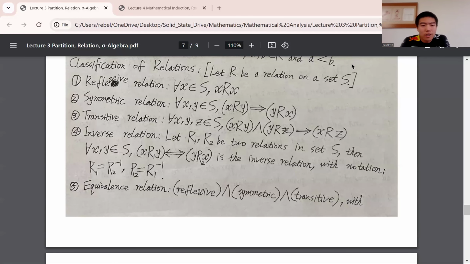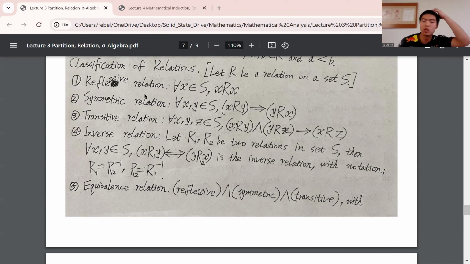So in the last lecture, we did not continue through the classification of relations. So here we'll really recover what we left in the last lecture. First, I introduced five relationships.